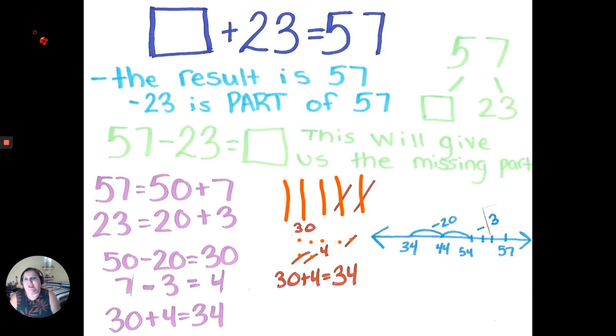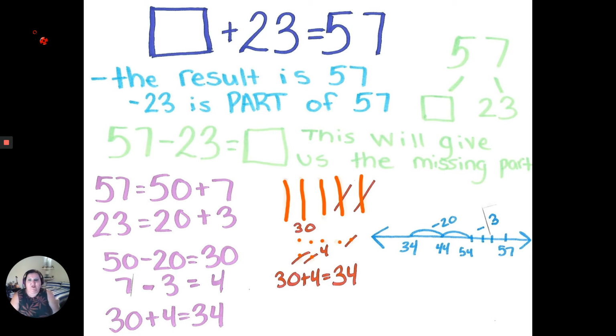I solved this using expanded form. I took 57 and expanded it into 50 plus 7, and 23 into 20 plus 3. Then you're going to subtract 10s and subtract 1s. 50 minus 20 is 30. 7 minus 3 is 4. Putting all of that back together, we get our unknown answer of 34.